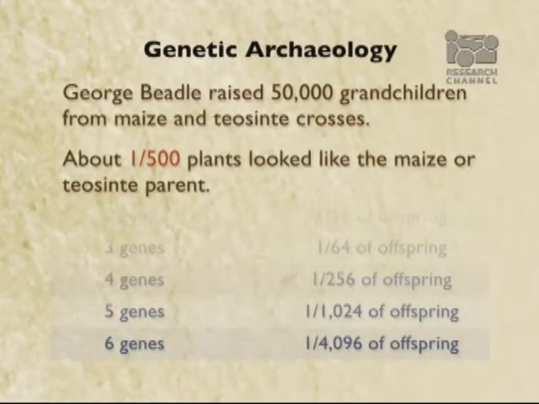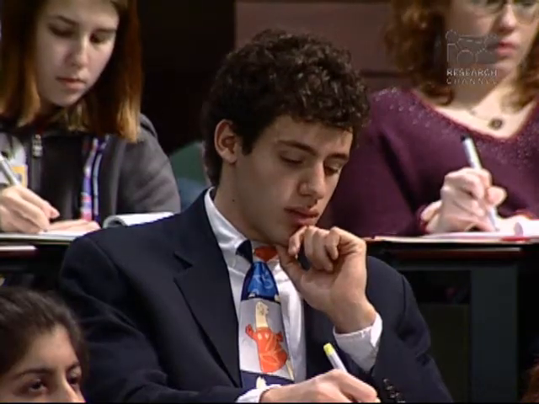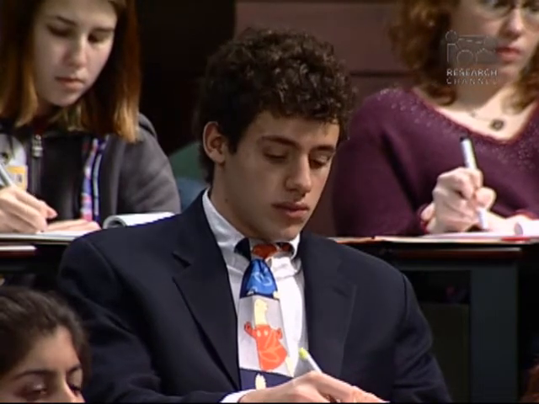Okay, George Beadle actually carried out a very large cross of this type. He raised 50,000 F2 grandchildren from a cross between maize and teosinte. And what he found was that about 1/500th of the plants looked like the maize or the teosinte parent. And that suggests something on the order between 4 and 5 genes that might be involved in controlling the dramatic differences in plant architecture and seeds.